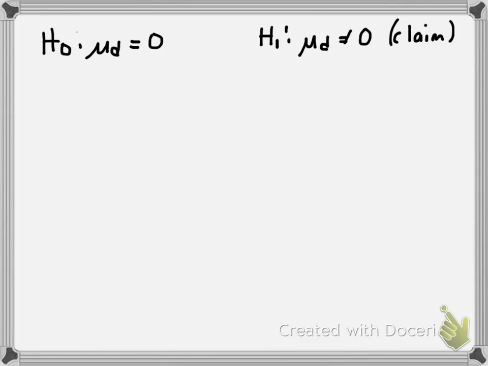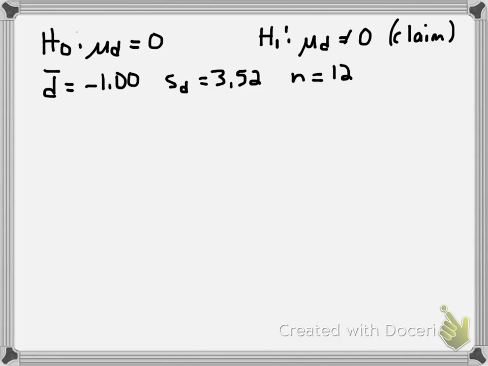So using your calculator, you should have found that the mean of the differences is equal to negative 1.00. The standard deviation of the differences is equal to 3.52. And the sample size is 12. And now we can use that information to find the test statistic.